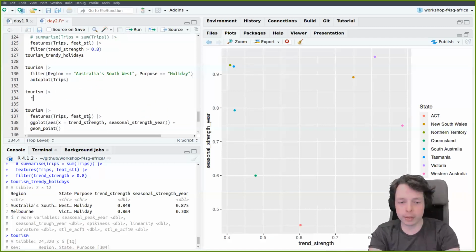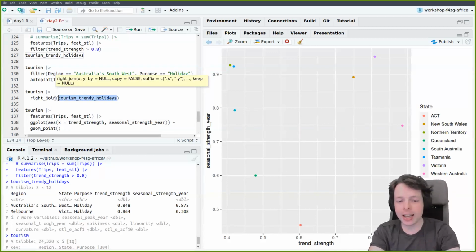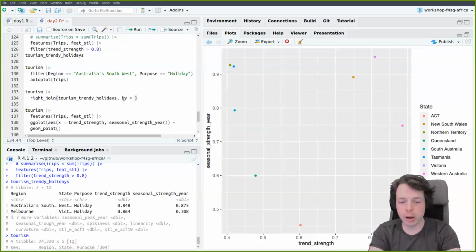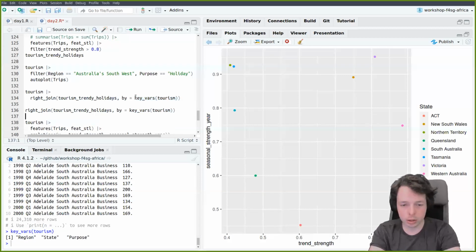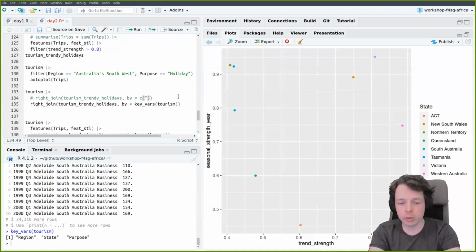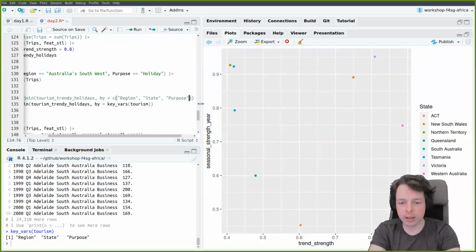So what I can do is a right join, which will keep the rows in the right data set, which is going to be tourism trendy holidays, and add in the information from the left data set, tourism. And I'm going to join this by the key variables. The key variables is just a general way of saying all of the keys: region, state, and purpose. You can, of course, also put this here for your notes. You can also spell them out yourself: region, state, and purpose. Both will give the same result.